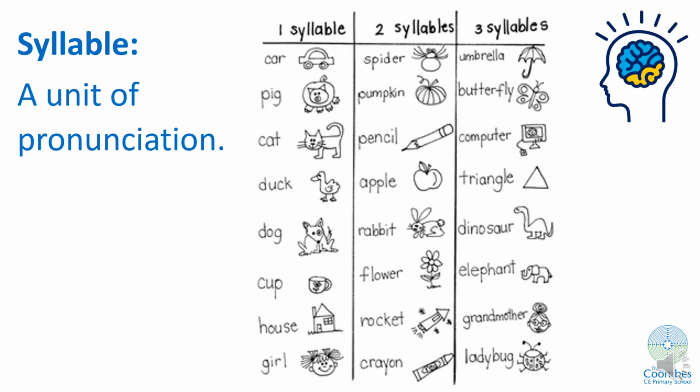So we've said that rhythm is all about syllables. Syllables are units of pronunciation. So you can see here on the screen that some words like car, pig, cat, duck have 1 syllable. Spider, pumpkin, pencil, apple have 2 syllables. And then there are words like umbrella, butterfly, computer, triangle, which have 3 syllables. And of course there are words with 4 and 5 and more syllables than that. The syllables are what helps to create the rhythm in the poetry that you write and that you read.